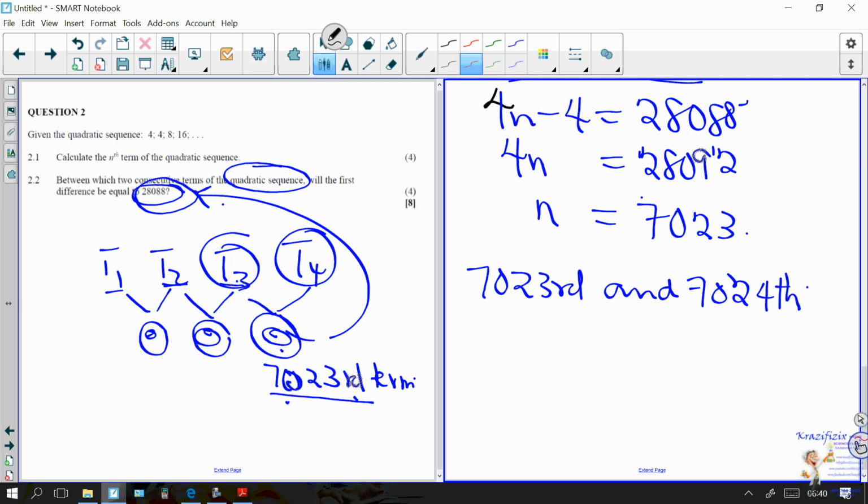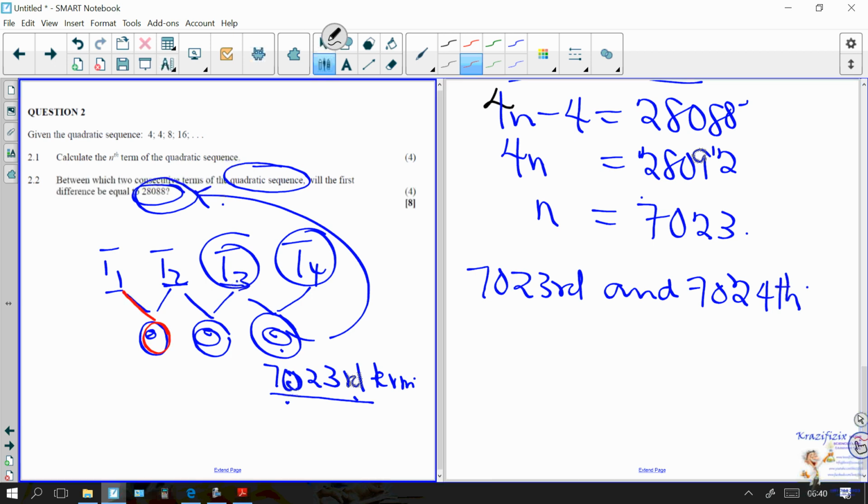If my first difference is between 1 and 2, this one between 2 and 3, between 3 and 4. Do you see I start from here, 1 and 2? Okay, so 7023 will be between the 7023rd and 7024th. All right, that's how we get it. And then you can smile after doing all of that. Great.